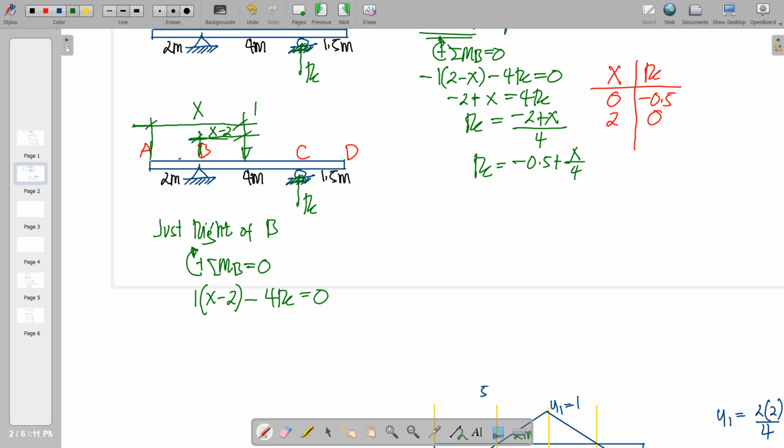Next we transpose this, it becomes positive. This is the right side actually, I'll just transfer it to the left side. So for RC, x minus 2 will be maintained. Solving for RC, we divide both sides by 4. We have x all over 4 minus 2 over 4, which is actually 0.5.